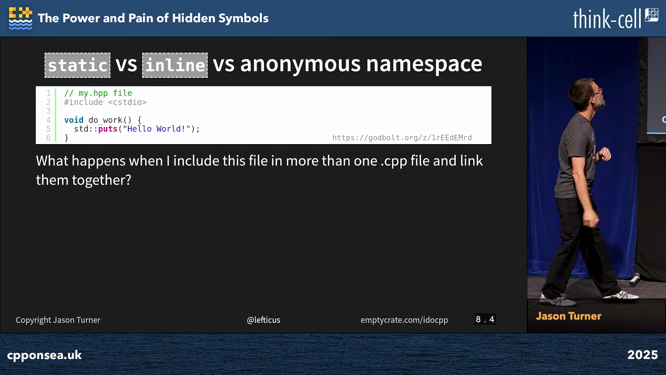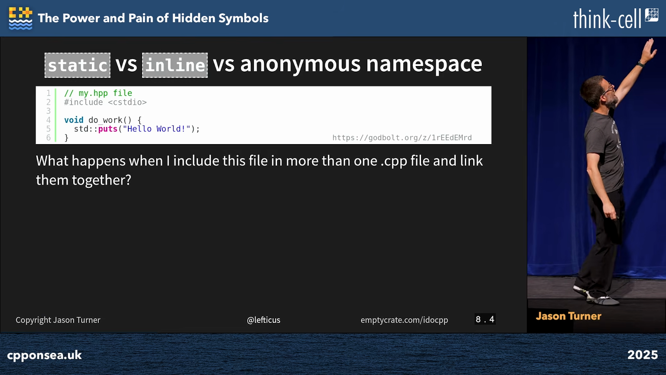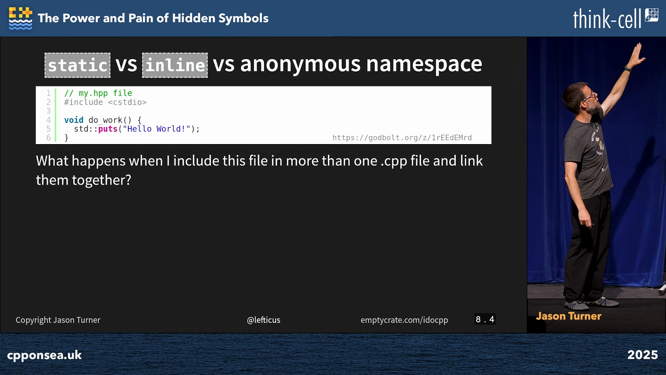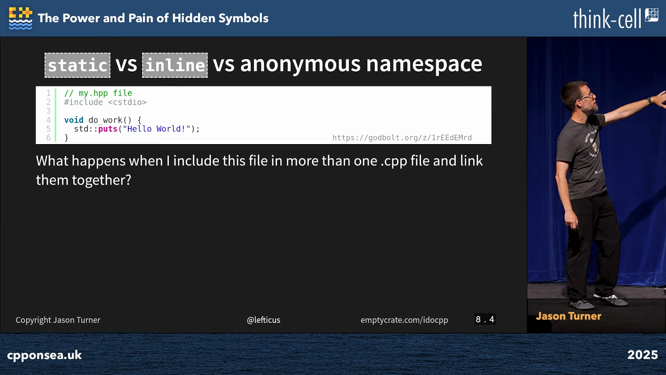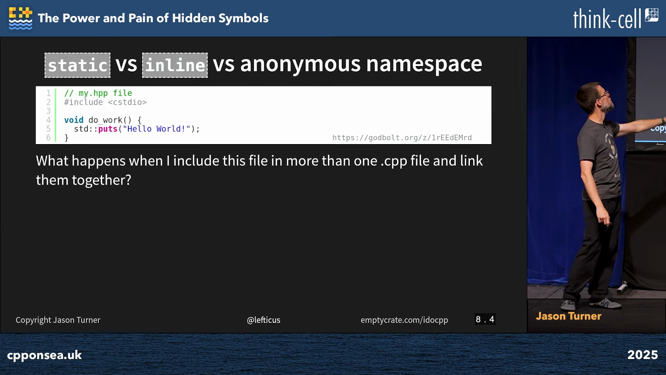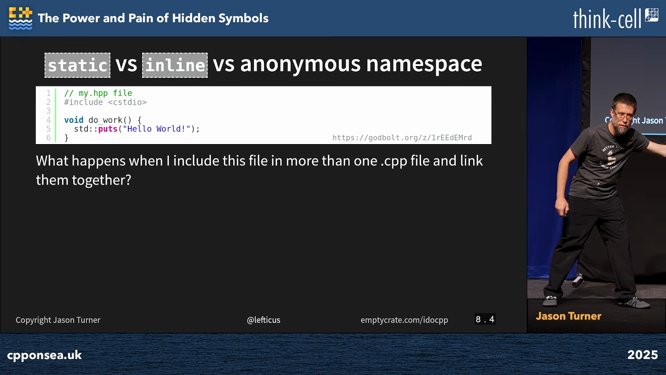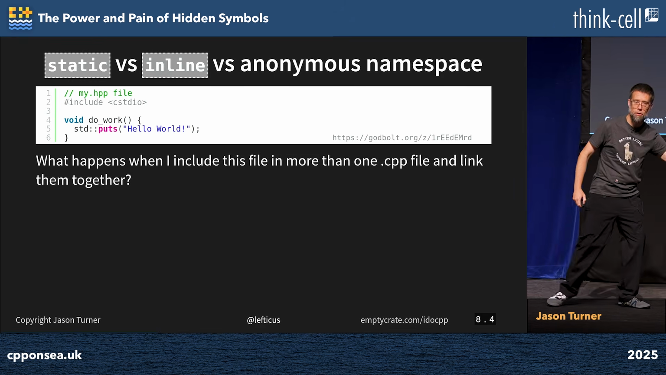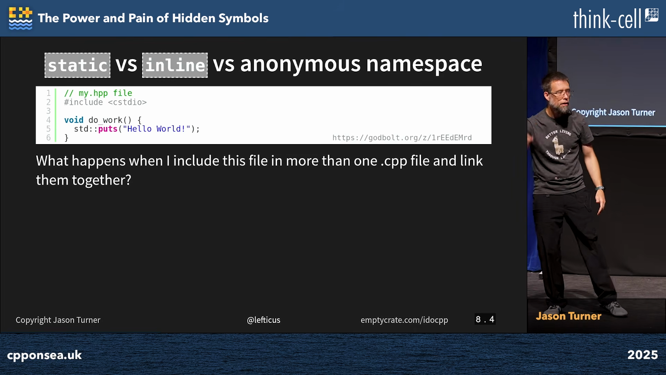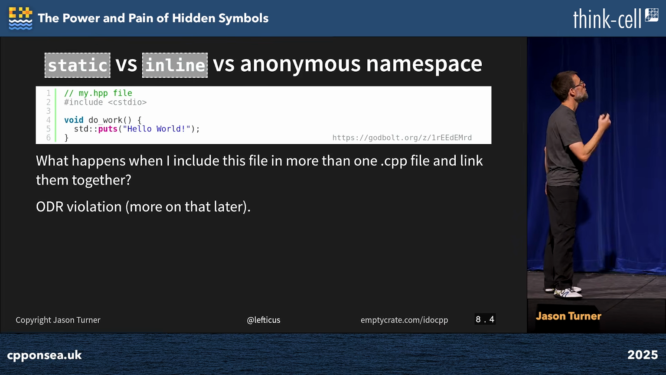All right. Static versus inline versus anonymous namespace. Let's say I have this header file, my.hpp, with do work declared and defined inside this header file. I include this header file in more than one C++ file, and I link them together. What do I get? An error, yes. Did someone say the specific error? Multiple definitions. Okay, ODR violation. We'll take on that a little bit more in a minute.